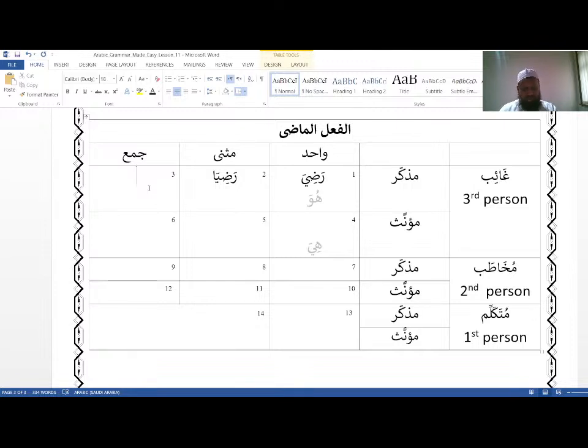Here we will change. Radi, which is you, then waw for the damir, and the alif is written here. Okay. Now, the rule is, again, if you don't remember, don't worry. We need to apply the rule to make this siga.